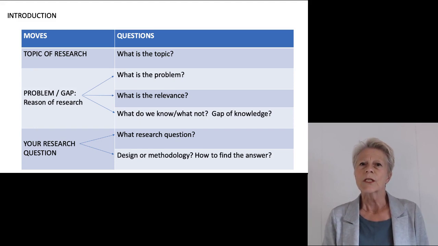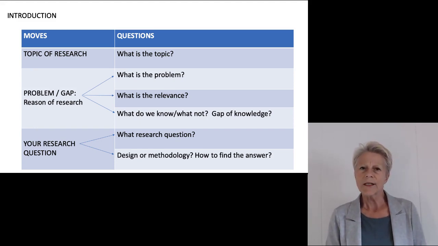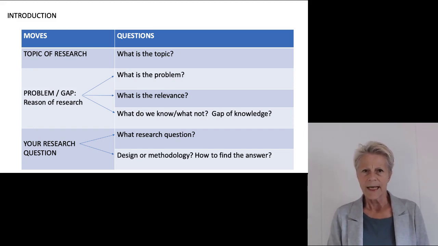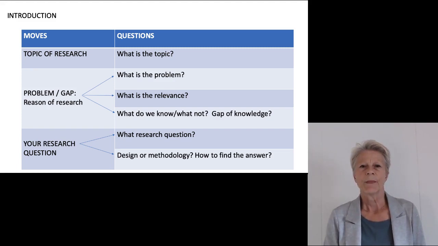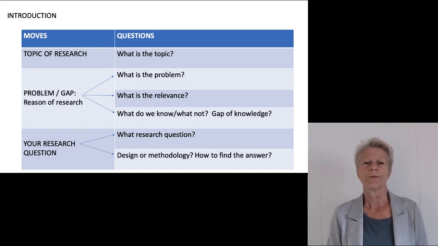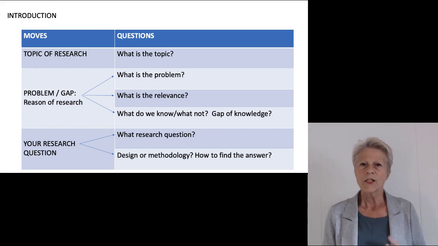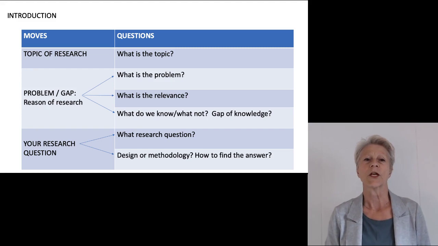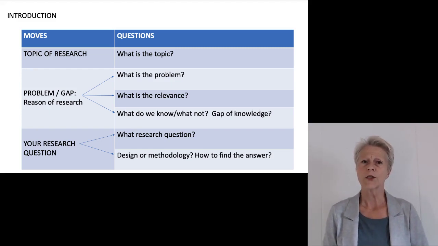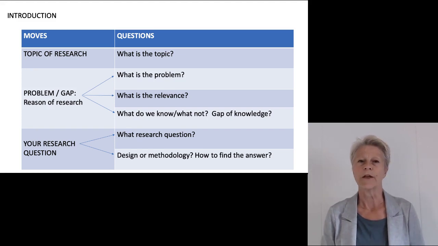Filling in the question tool, some of you may have noticed that the second, third, and fourth question can be a bit overlapping. For example, maybe for your topic, describing the problem also implies the relevance. Or maybe the problem turns out to be the actual gap of knowledge. But in combination, these 3 questions represent the second important move of the introduction, the reason why the research was undertaken, the actual gap of knowledge you aim to fill.